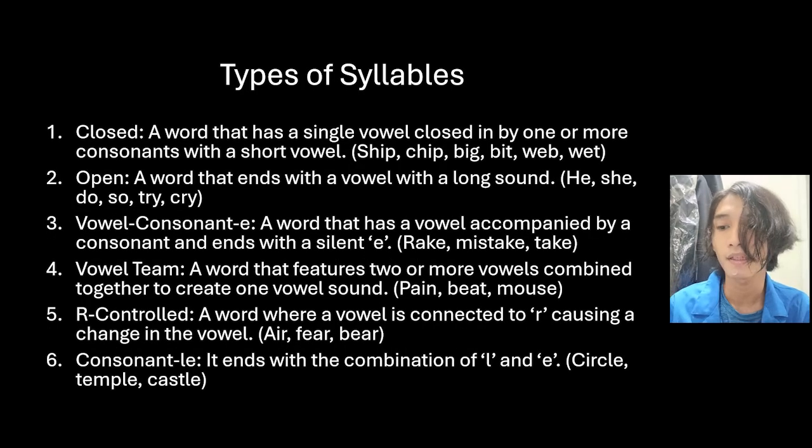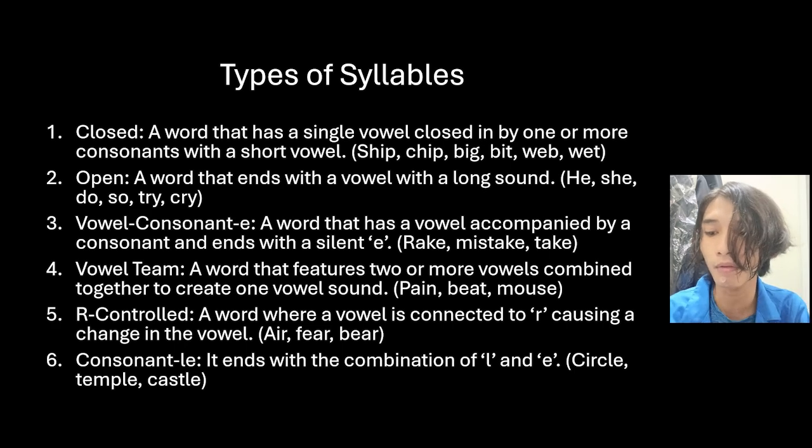There are 6. The first is closed, a word that has a single vowel closed in by one or more consonants, with a short vowel. For example, like sheep, chip, big, bit, web, and wet. The second is open, a word that ends with a vowel with a long sound. For example, he, she, do, so, try, and cry. The third is vowel consonant e, a word that has a vowel accompanied by a consonant and ends with a silent e. For example, rake, mistake, and take.